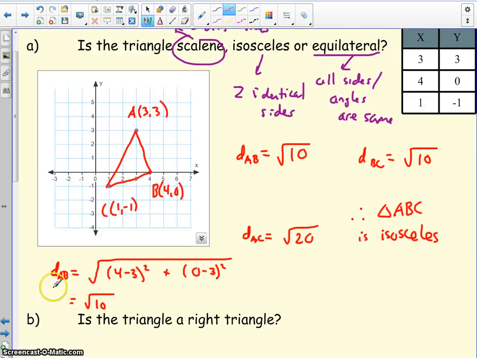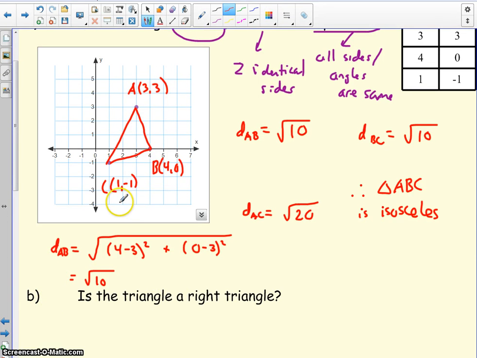Okay, so take a second here and check your answers. So I showed the calculation for the distance from A to B right here. So I take my x values, I go 4 minus 3 all squared, and then I do 0 minus 3 all squared, add those together. So I wind up with the square root of 10 for my distance, for my length there.